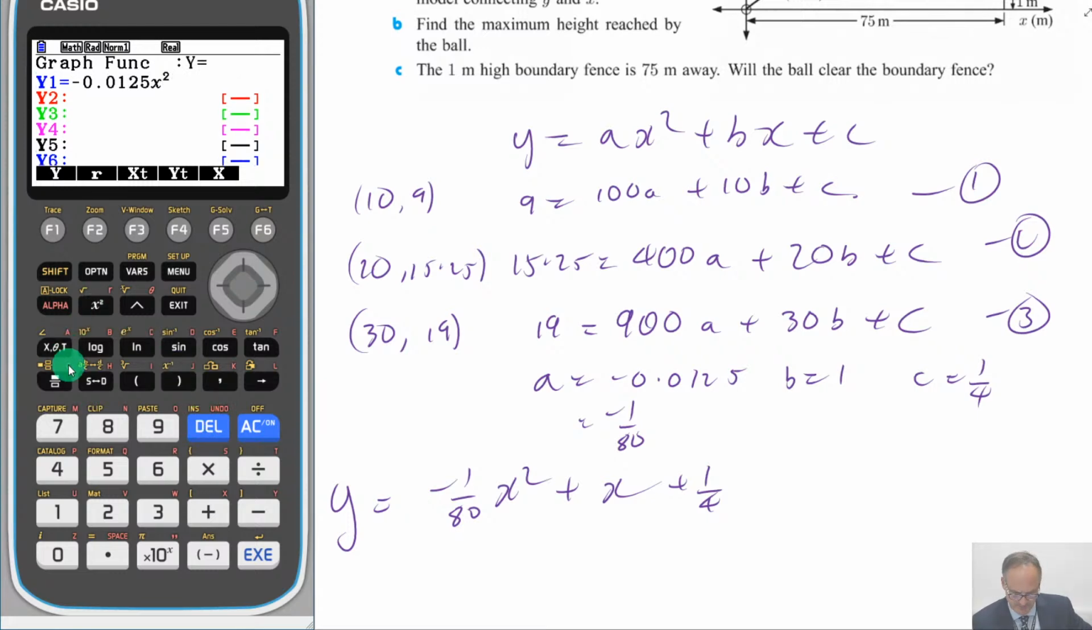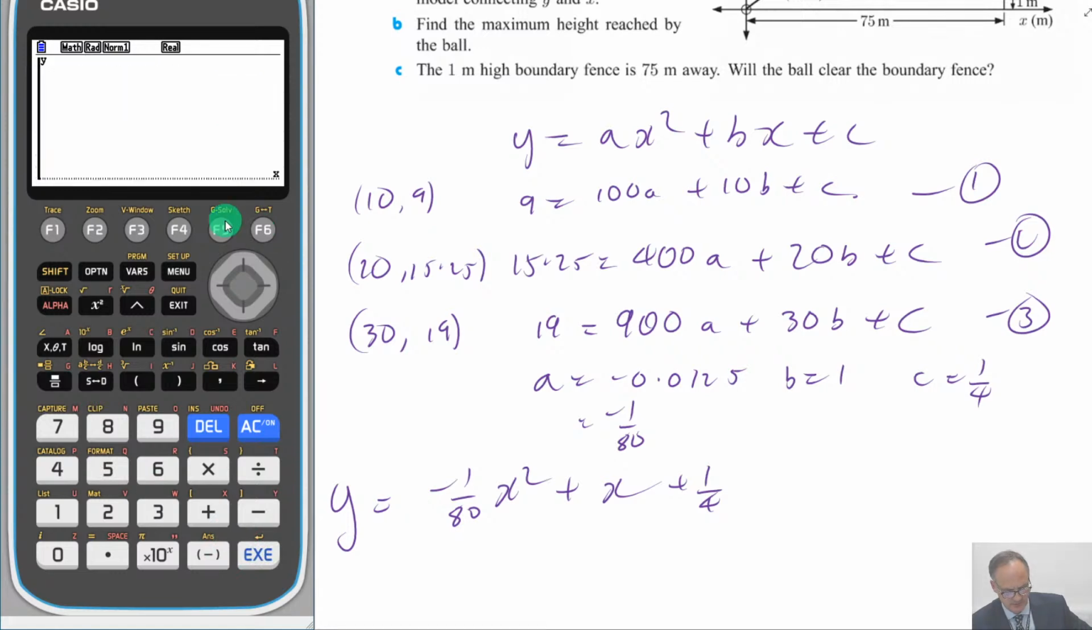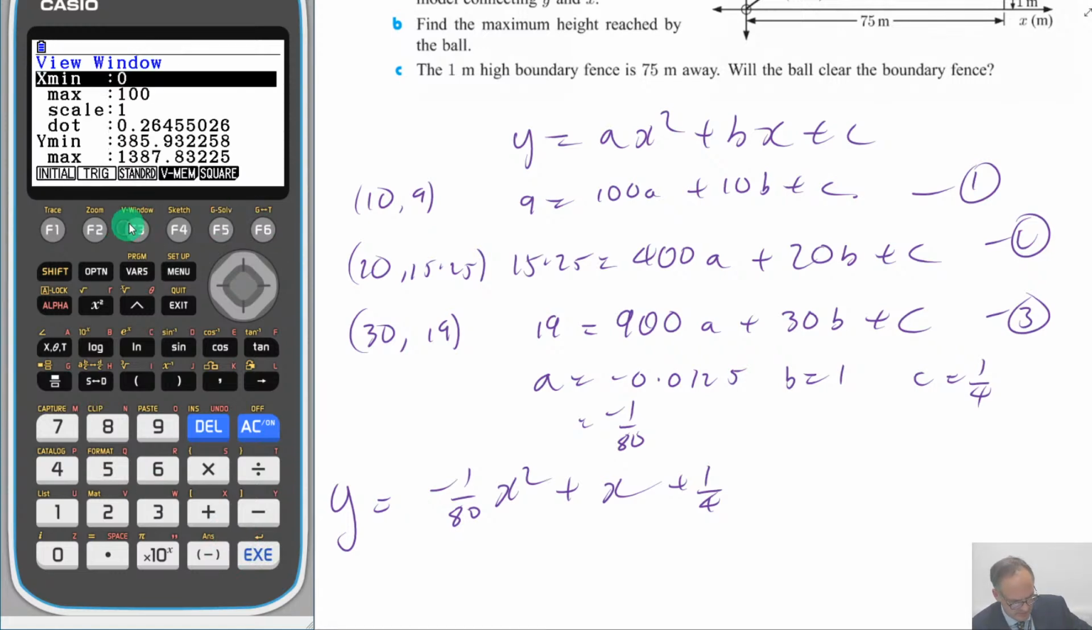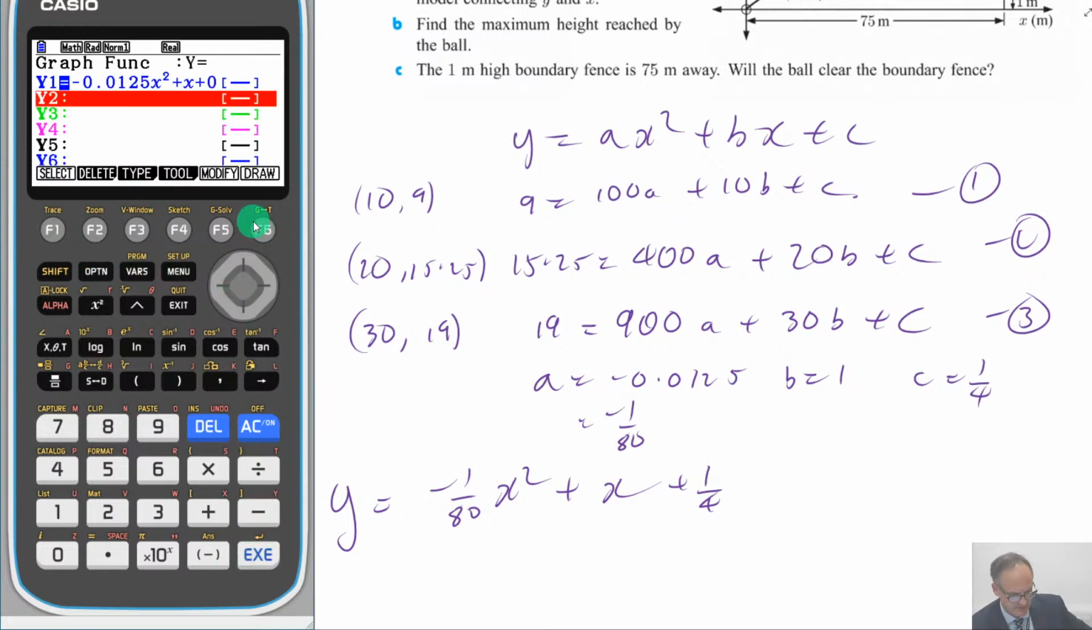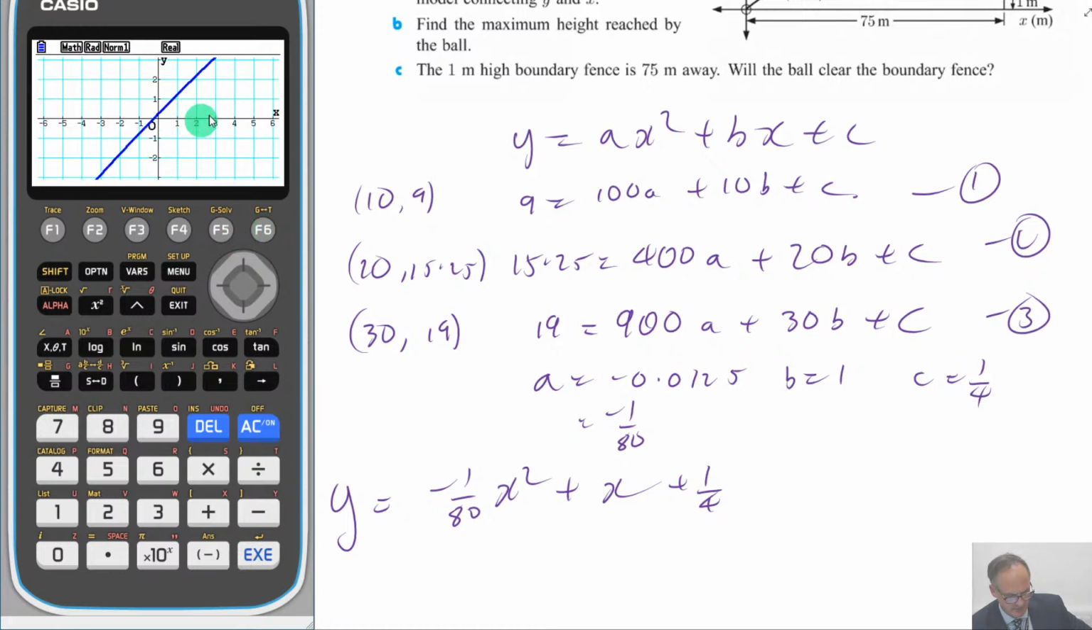X squared plus x, and we got plus a quarter, 0.25. Press execute, press draw. Let's just view window. Let's just initialize it back to the beginning, back to the basic one they always start off with. Press execute. Now draw it and see what we get. And it looks like a straight line for now.